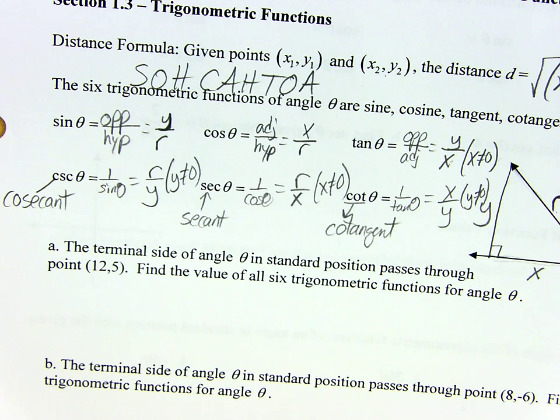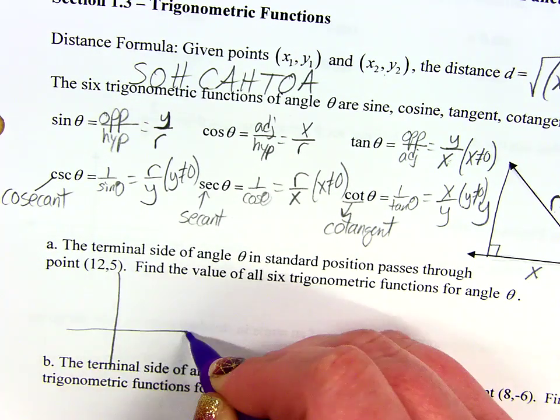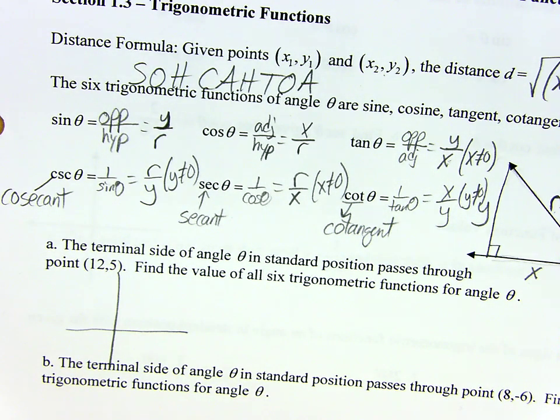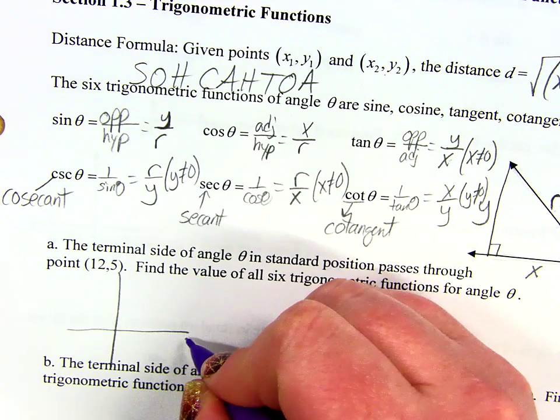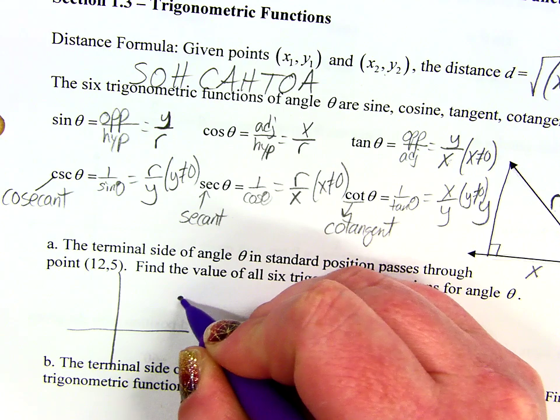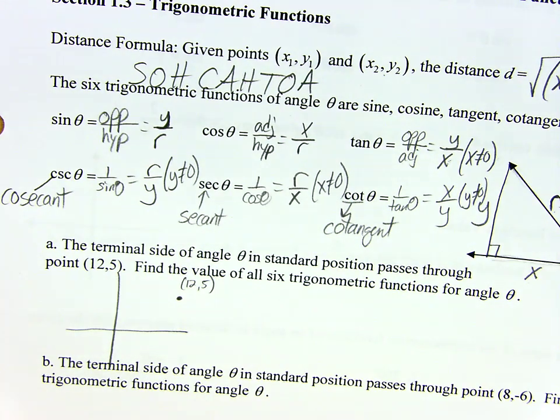All right, so here's what we're going to do. First of all, I'm going to sketch myself an x and a y, and then I'm going to plot approximately where the point (12, 5) would be. So (12, 5) is probably somewhere about there. Okay, you with me so far? Everybody's good? All right.